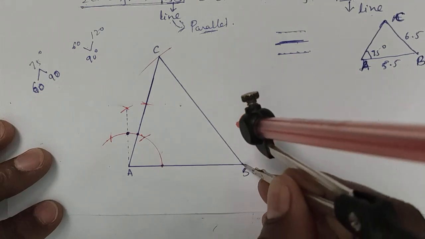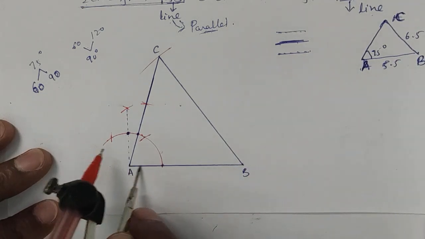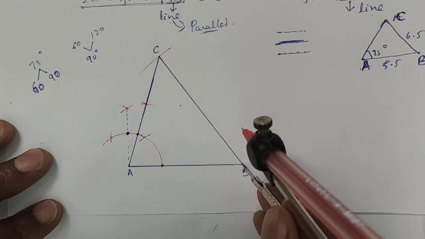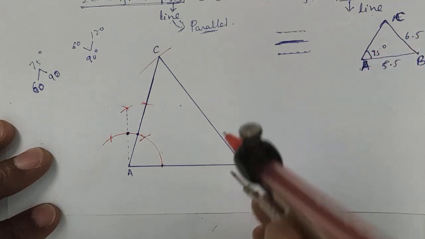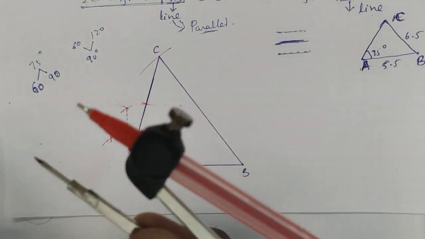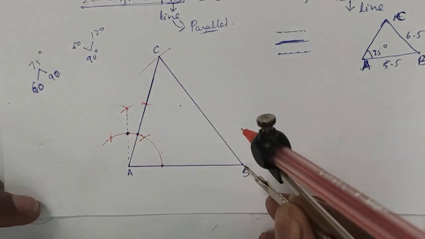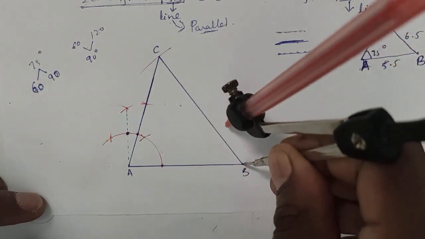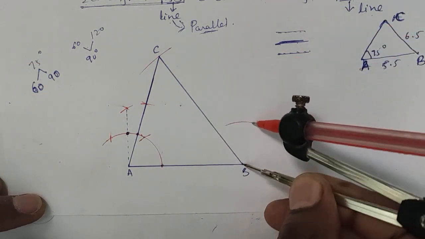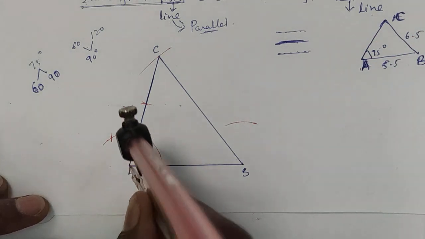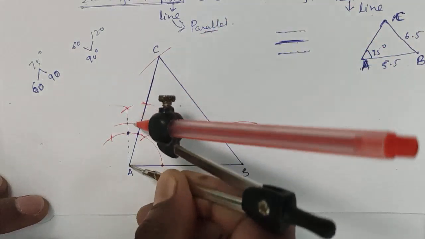How to draw parallels like this? If you want a parallel for AB, take point B. What measurement did we take? This 2 centimeter. Keep that 2 centimeter at B and mark one arc like a U shape. Next, here also mark one more U shape like this.